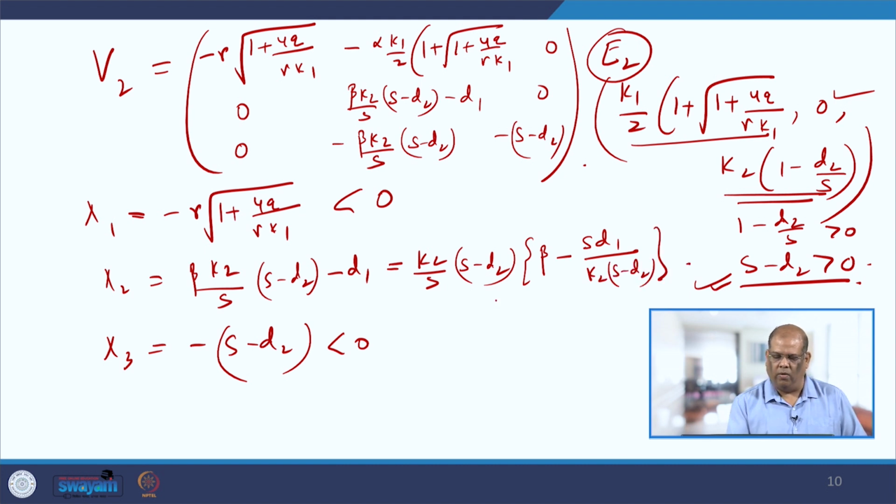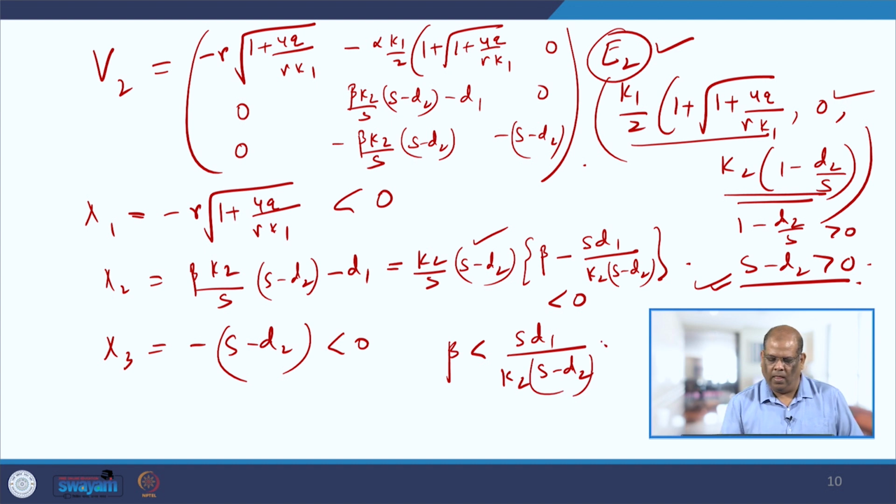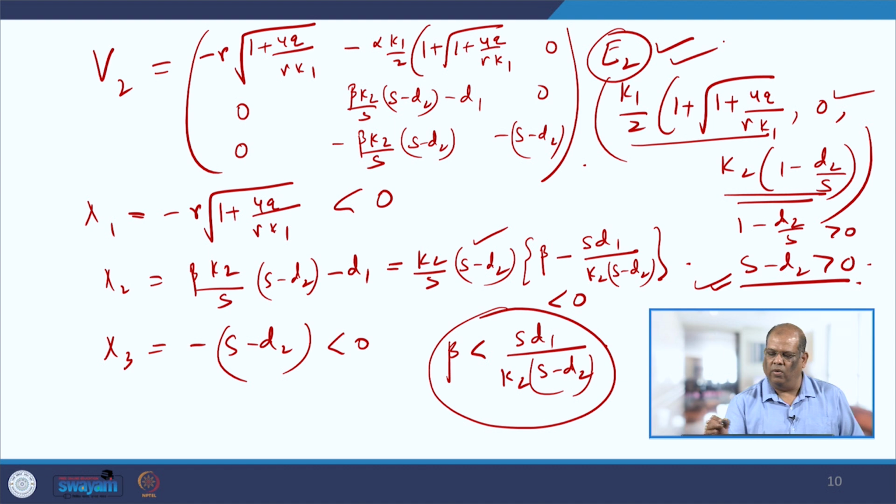So, if this particular equilibrium point E2 has to be stable, then we must have this is less than 0. So, this is already greater than 0. So, for the equilibrium point E2 to be stable, beta must be less than s d1 by k2 s minus d2. So, if this condition is satisfied, then we get your equilibrium point E2 to be stable.